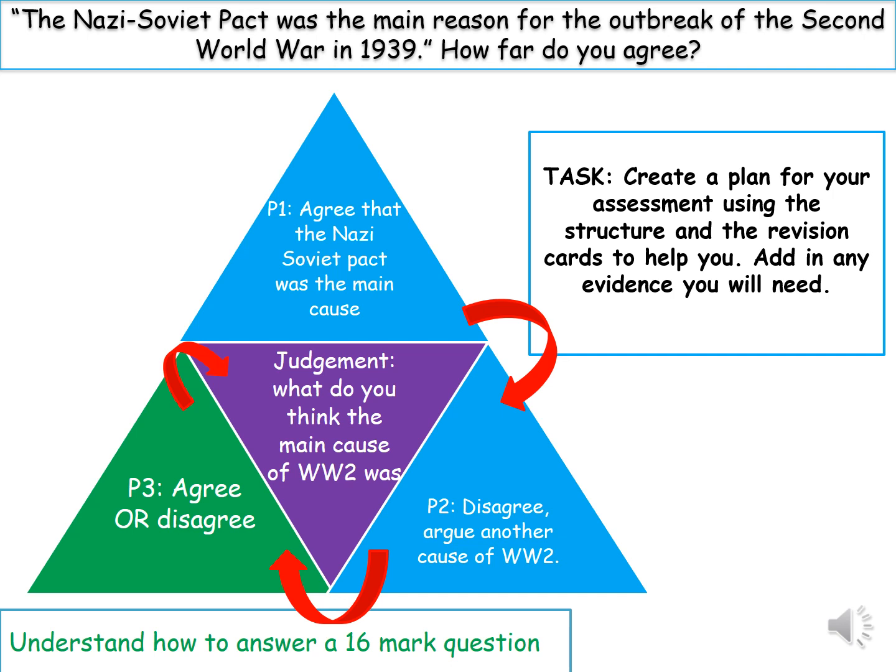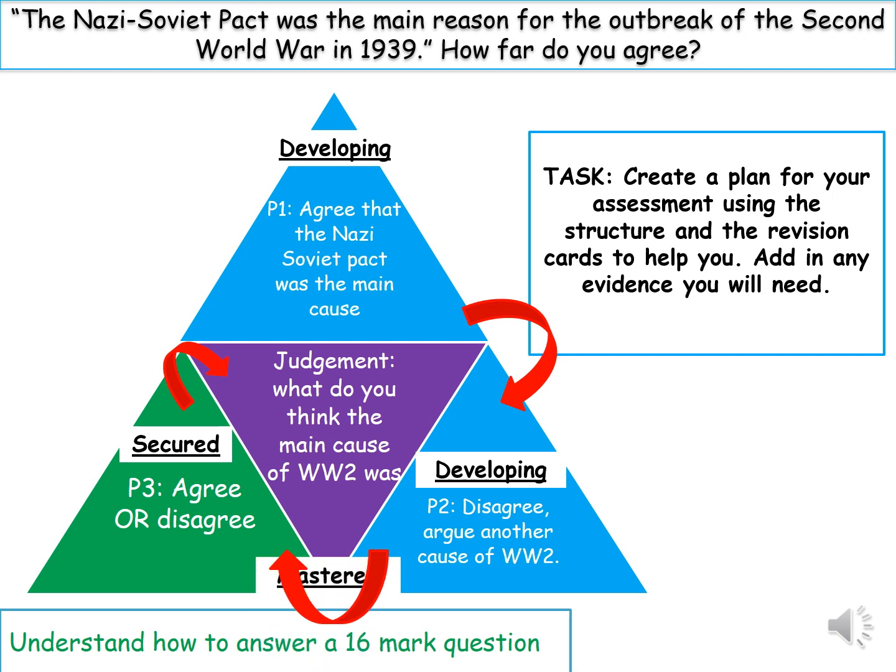Your second paragraph, so this is where you're still in developing, you're going to disagree and argue another cause. You're going to pick one of the causes that you can see in the revision cards or from your revision lesson, and you're going to argue how that is the main cause. Again, find your evidence. If you're going further than that for secured, you are going to pick another disagree. So you're going to pick another factor, or you're going to do a second agree that yes, it was the Nazi-Soviet Pact, and argue that.